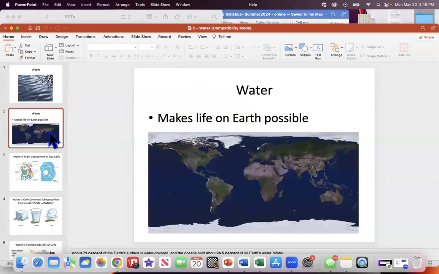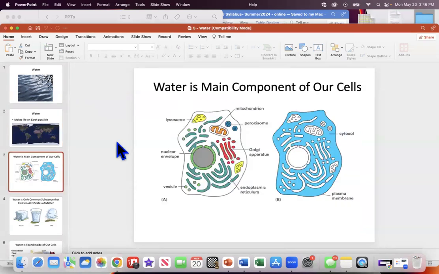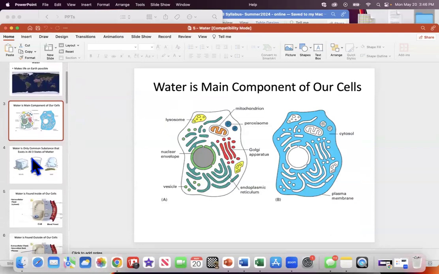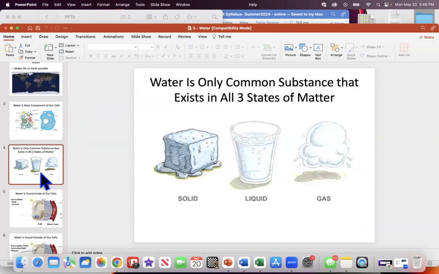In water. So water makes life on Earth possible. 70% of the Earth is covered by water. And water is the main component of our cells. So inside the cells, we have water, also outside of the cell. And water is the only common substance that exists in all three states in the natural environment. So we have the solid, we have the liquid, we have gas.